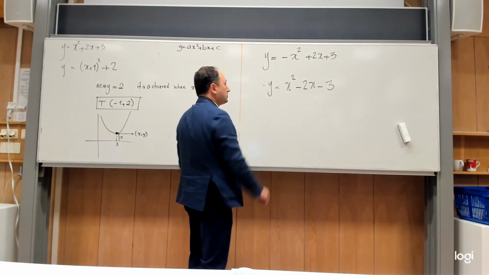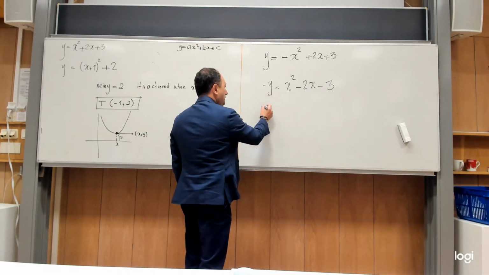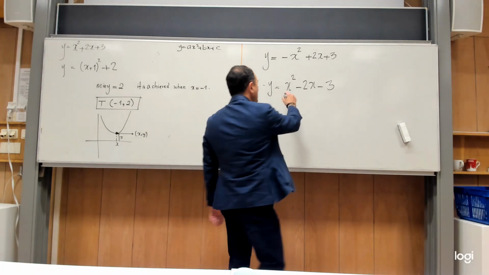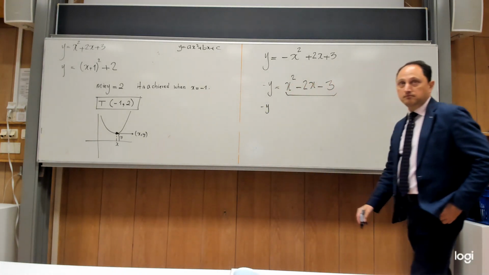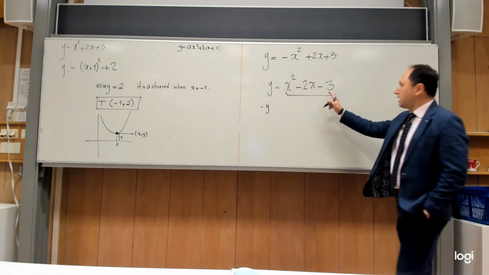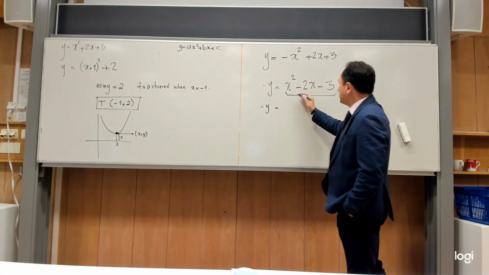So I will do this. And now momentarily I will write minus y, but I will use the same trick here. So what can I do? Can you tell me how I can extract a complete square out of it?